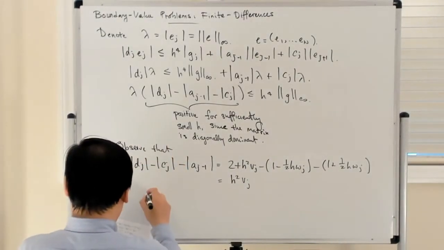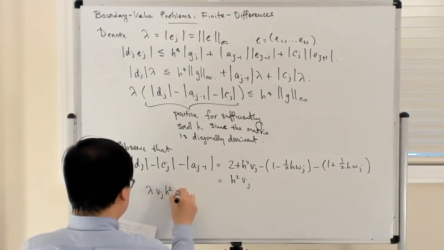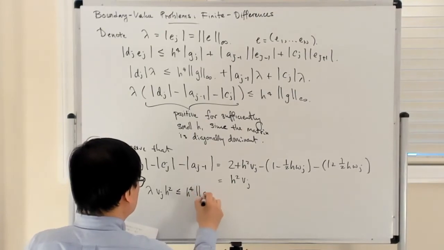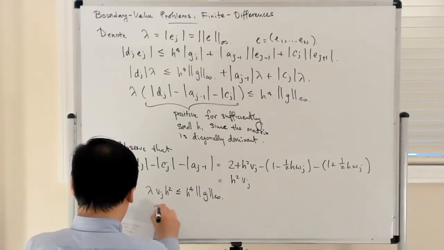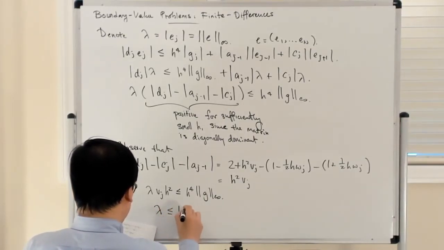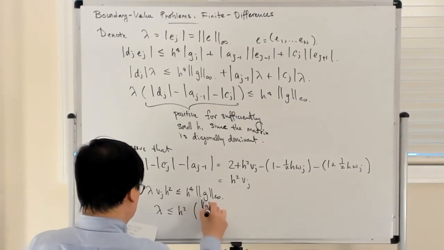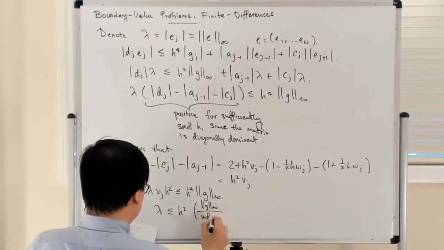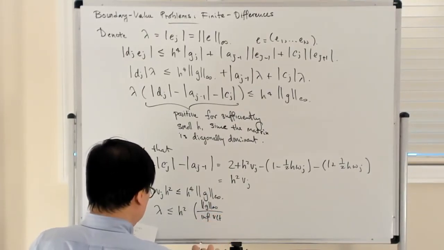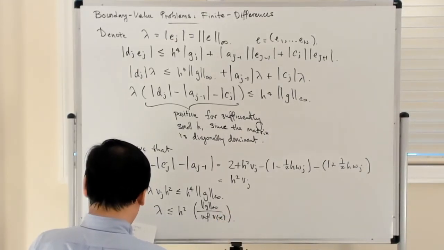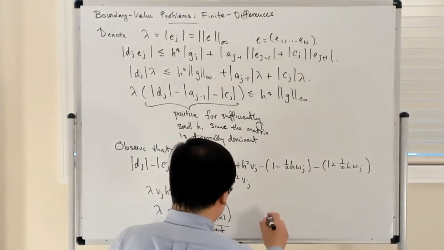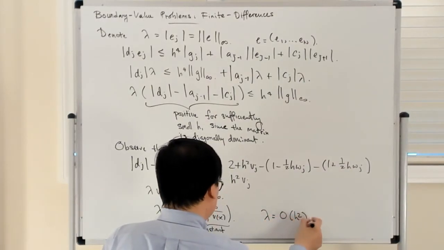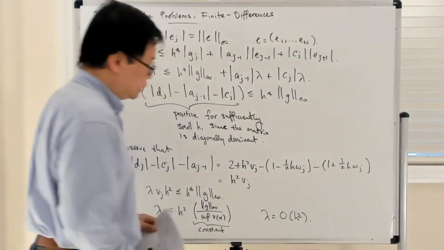So I can write this as lambda v_j h squared is less than or equal to h to the 4 times the infinity norm of g, okay? So this means that lambda is less than or equal to h squared times the infinity norm of g divided by the infimum over v of x. And then this is a constant. So what that means is that lambda is big O of h squared, and in particular, as h goes to 0, lambda will go to 0.